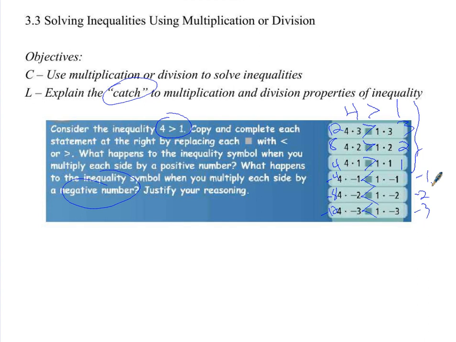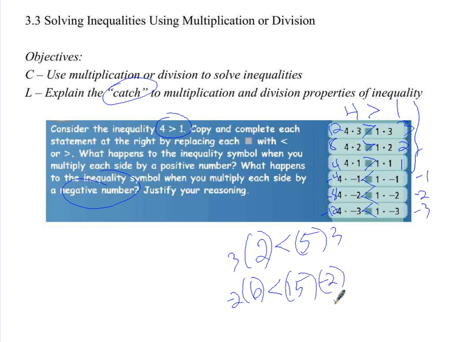I can do that with anything. I can take 2 is less than 5. True? Okay, now I'm going to multiply both sides times 3, and I get 6 is less than 15. Still true? Yeah. But if I multiply both sides by -2, then on the left side I get -12, and on the right side I get -30. Is -12 still less than -30? No, -12 is greater than -30, so I have to flip the inequality.